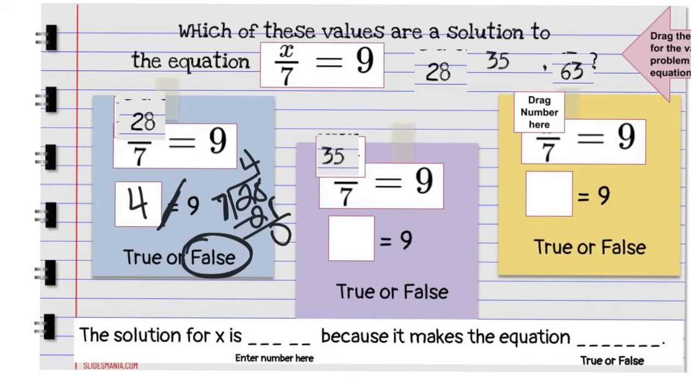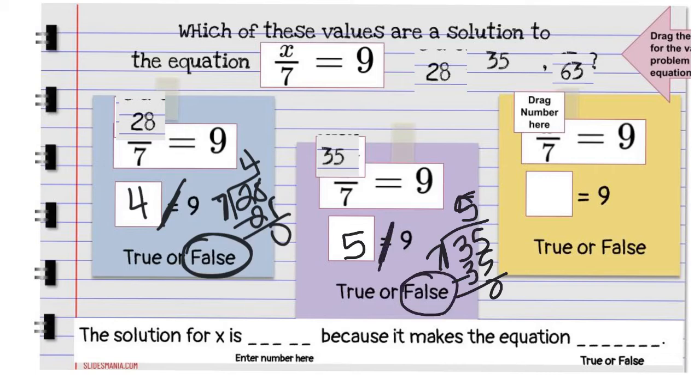We're going to drag 35 to our box. And then we're going to ask ourselves, what's 35 divided by 7? And if we don't know, we're going to put 35 in the house. We're going to put 7 outside. We know 7 goes into 35 5 times, which is 35. So then we get 5. Is 5 equal to 9? No. So this one is also false. So 35 cannot be my answer because it did not make this equation true.